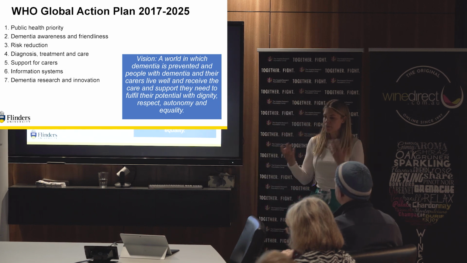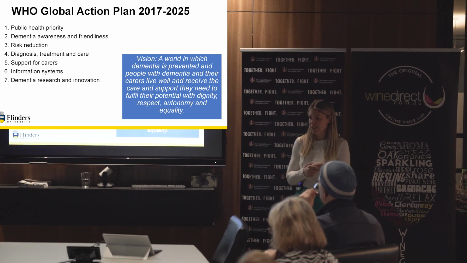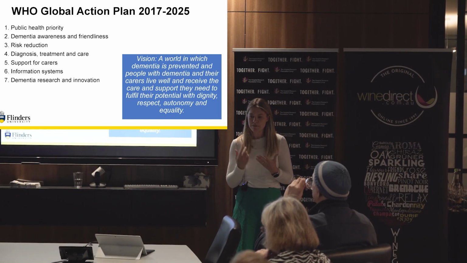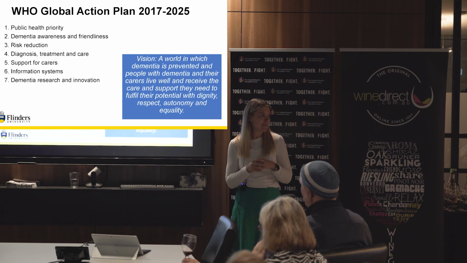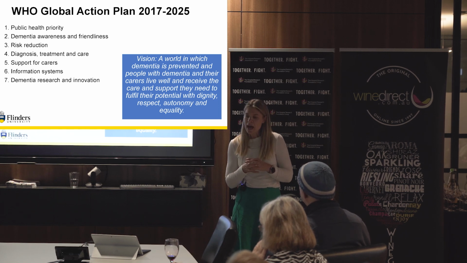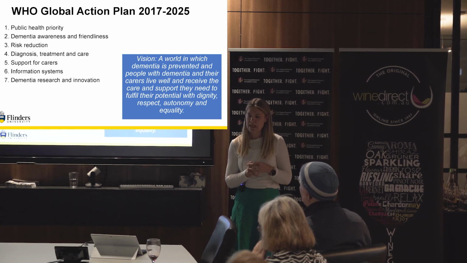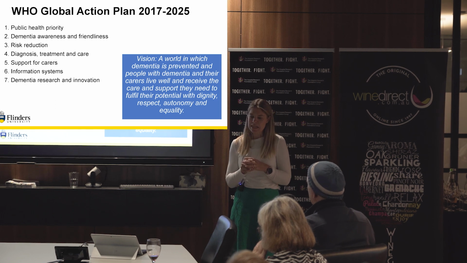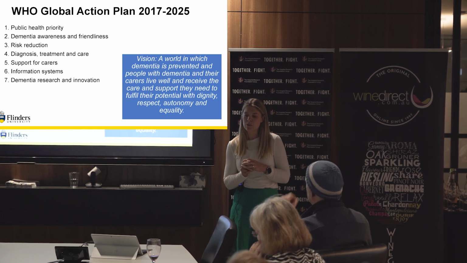And the ultimate goal of the World Health Organization is to have a world where dementia is prevented, but also where people with dementia and their carers live well and receive the care and support they need to fulfil their potential with dignity, respect, autonomy, and equality.